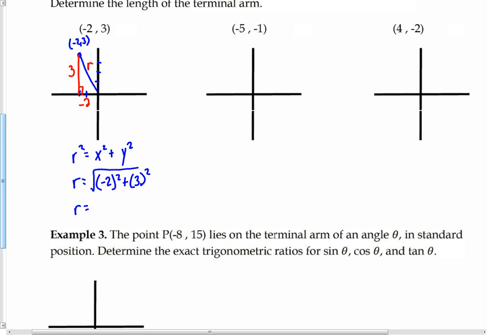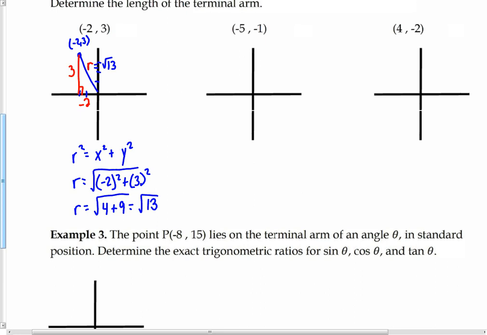Negative 2 squared is 4 plus 9. What does that equal? 13. Now, can we actually square root 13 and get a whole number? No, it's irrational. So we're going to leave it as an exact value, root 13. We can't simplify root 13 because if we think of the factors of 13, it's a prime number, 1 and 13. There are no perfect squares that are a factor of 13.